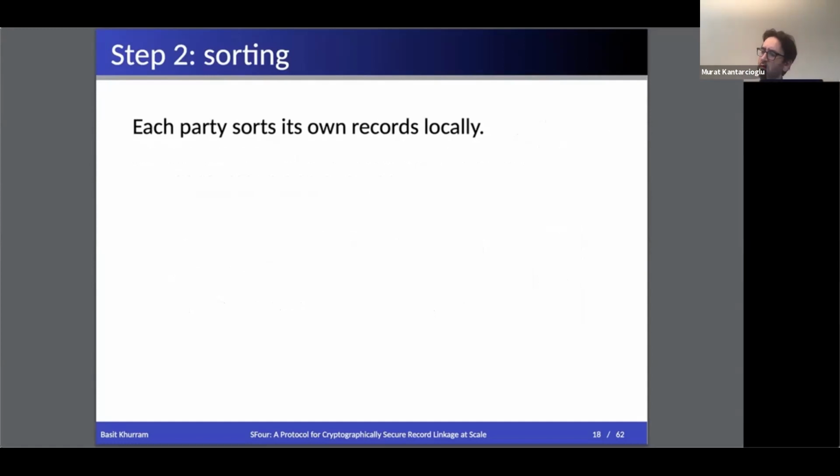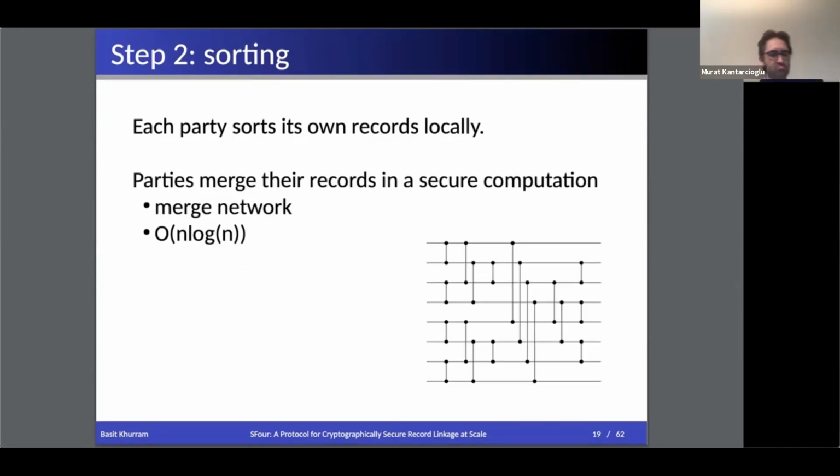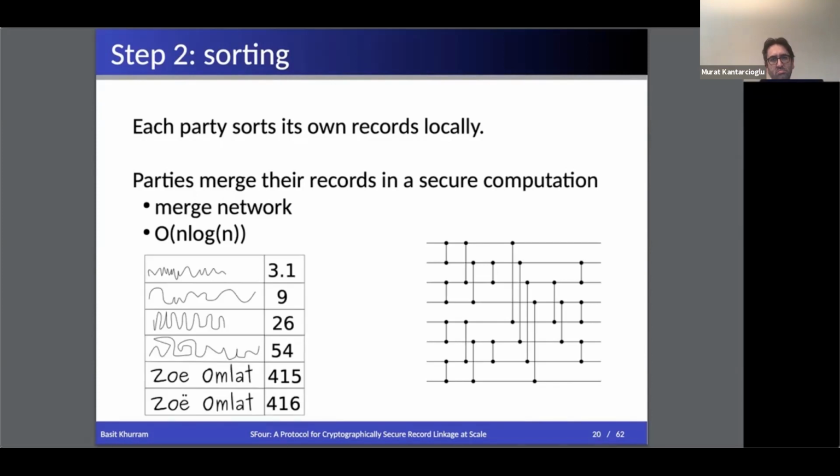Step 2, the sorting step. This step has 2 parts. First, each data owner individually sorts its records by score. Without going into the details here, the rest of the protocol requires the participants to share cryptographic representations of their records with one another. This secret sharing allows the 2 parties to compute functions on each other's records without being able to see the records in plain text. After the participants sort their individual records, they invoke a secure computation and use a merge network to obtain a list containing sorted representations of their records. As of now, the fastest merge network runs in n log n time. To emphasize, the participants are unable to see the records in plain text. However, the slide here shows what the records would look like were they able to see the plain text.